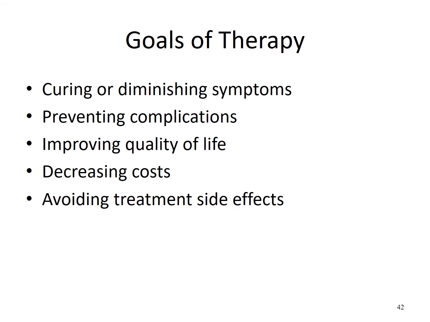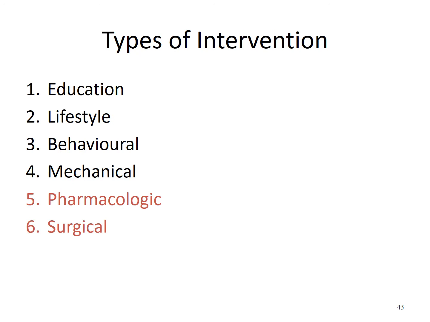The goals of therapy, you can imagine, relate to addressing the symptoms, preventing the complications, and improving someone's quality of life. If we're going to use treatments, we want to minimize those costs and avoid side effects. I'll be focusing on the 5th and 6th types of interventions. It's a little bit backwards. I know you're going to be meeting with the nurse educator, and she'll talk to you a little bit about education, lifestyle, behavioral, and also mechanical interventions that can be used for patients. And they do go in sequence.